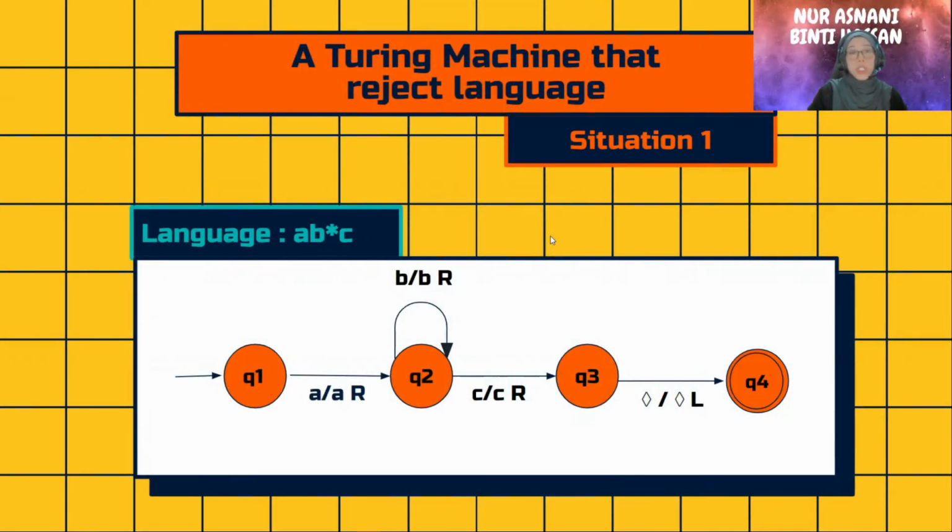I will explain about the rejection example for situation 1. Firstly, the language is A B star C, and this is the control unit that has the states and transitions. The first state is Q1 and the final state is Q4. We also have the input, which is A, B, C, and empty set.